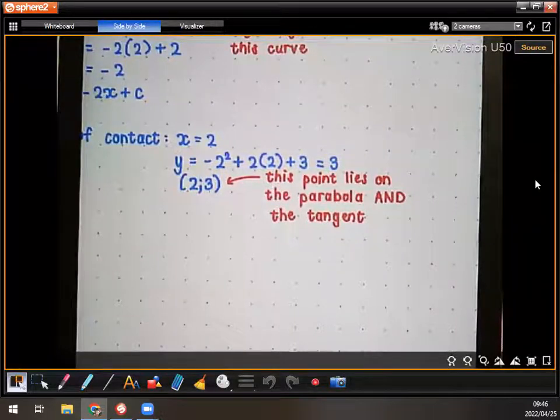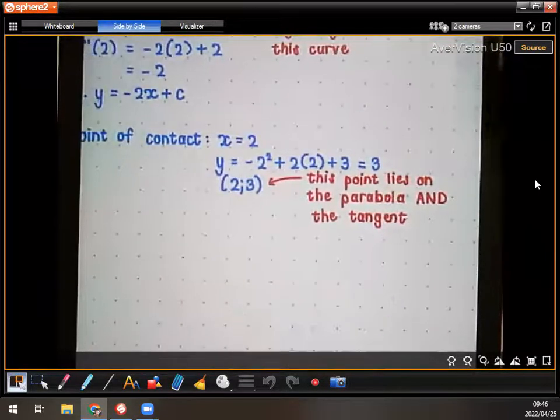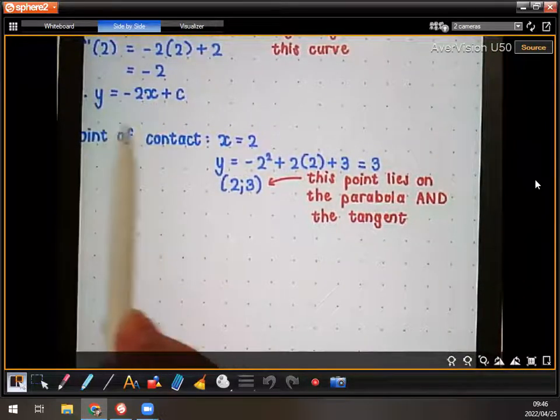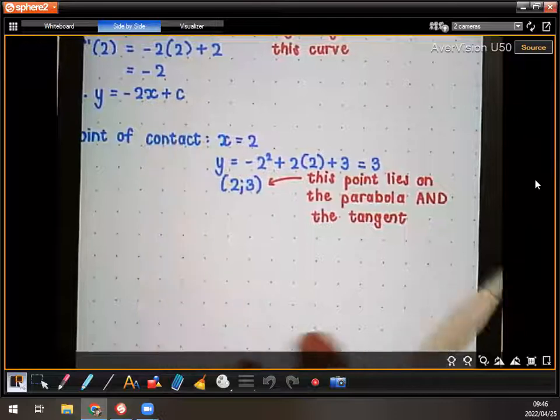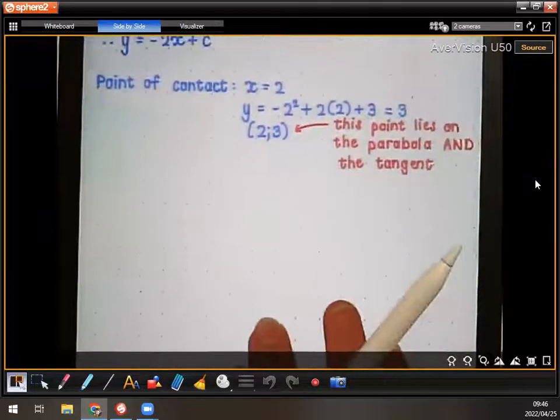In order to find the equation of the tangent, we have to sub in a point that lies on the tangent. And the only point that we have is that point of contact. So we're going to sub in the point 2, 3 into this formula and then solve for c. All right, then we have our equation.